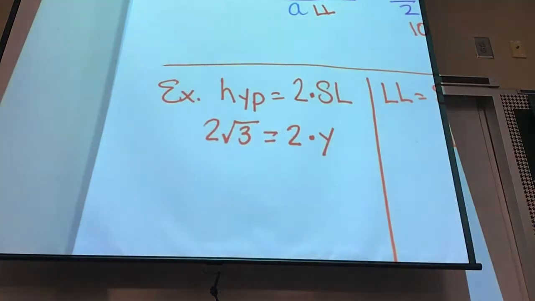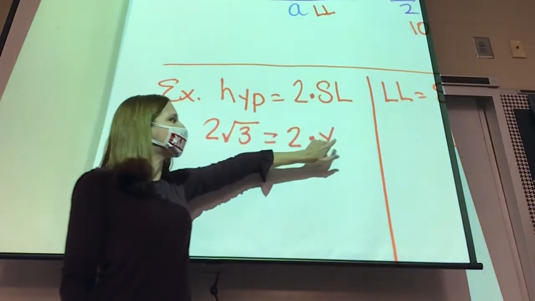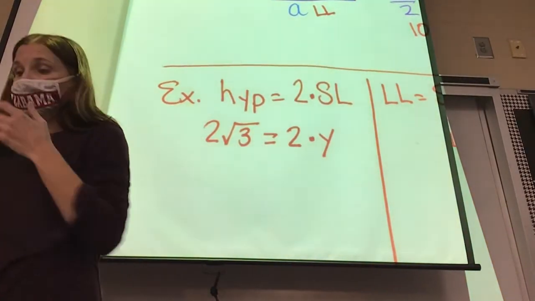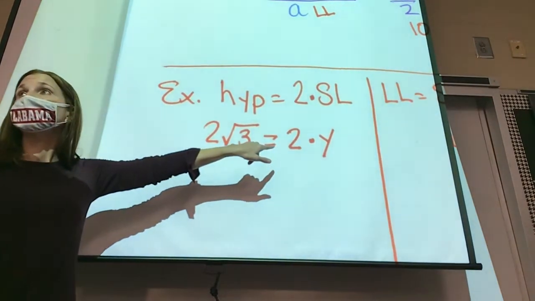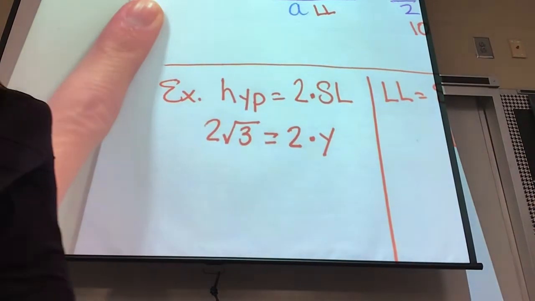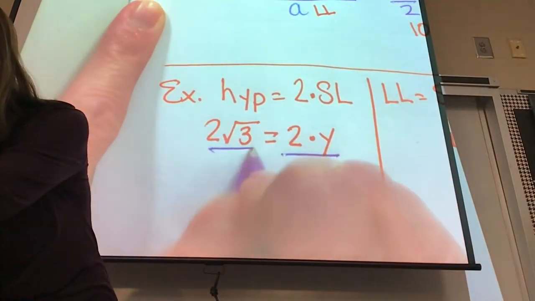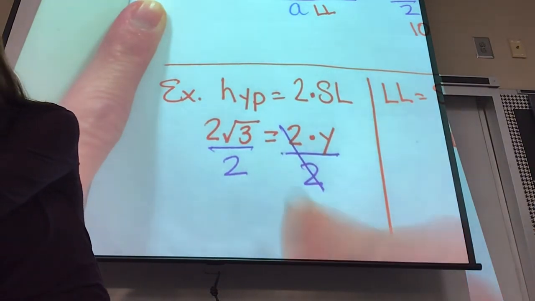So I filled in my two pieces. My hypotenuse was 2 on the square root of 3. My short leg was the letter Y. So now, one more time. If I cannot multiply them, I divide. So I'm going to go in here and divide both sides by 2. So I know I have 1.